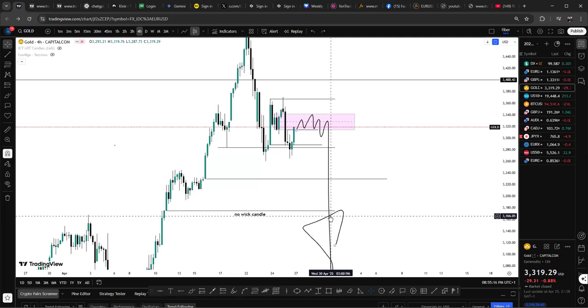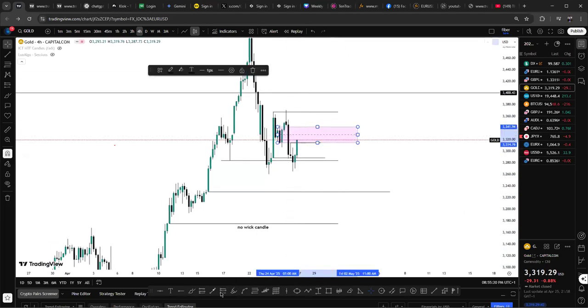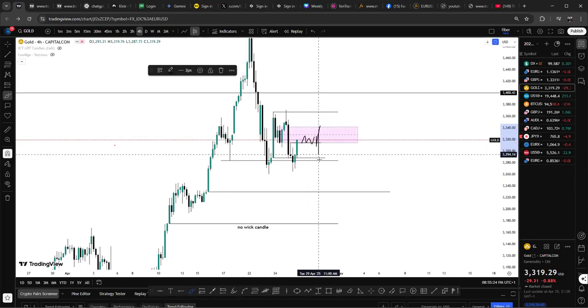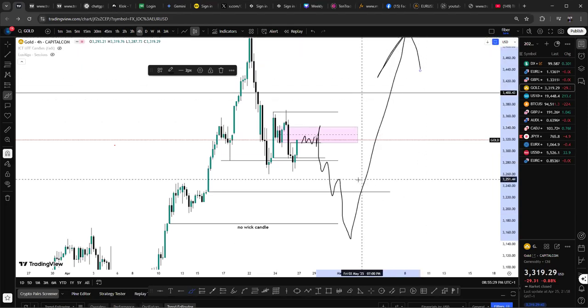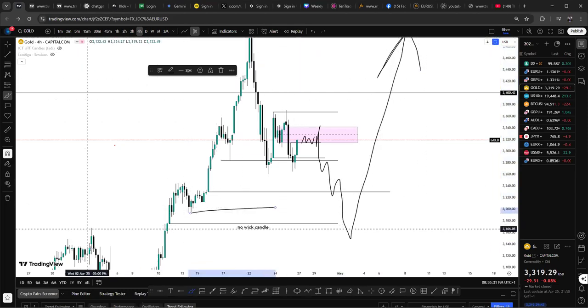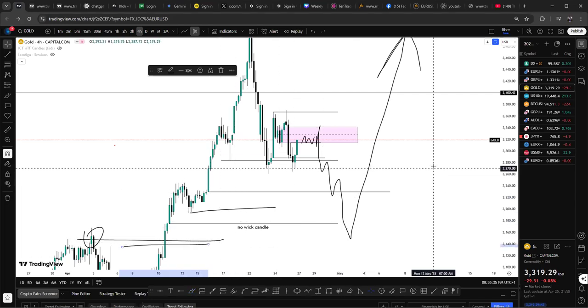Maybe from there we can continue higher. Maybe something like this. We play around here, we can play around here, stop hunts, and then come lower. We test that area, and then we continue back up. This will be like inducement into this breaker here, which also has a fair value gap. Okay, so that's for gold.